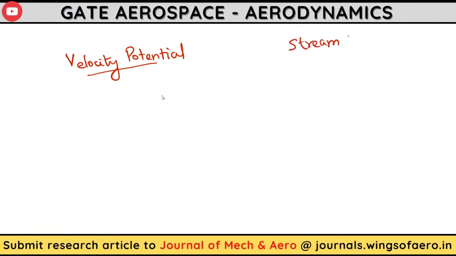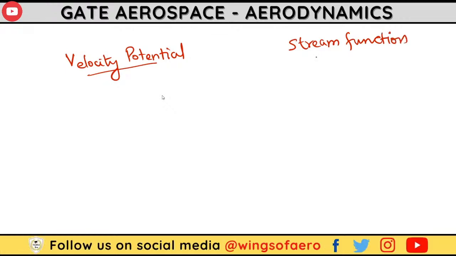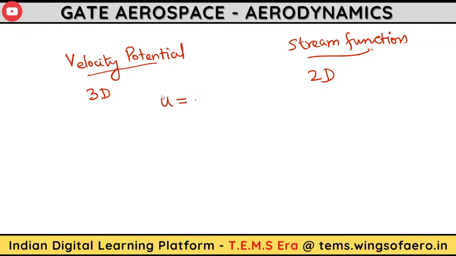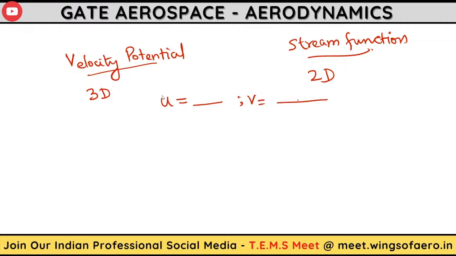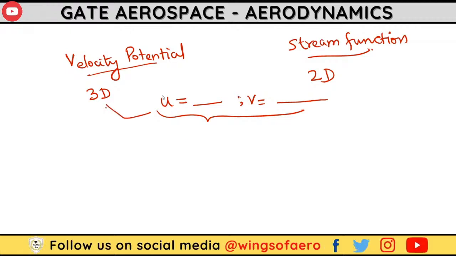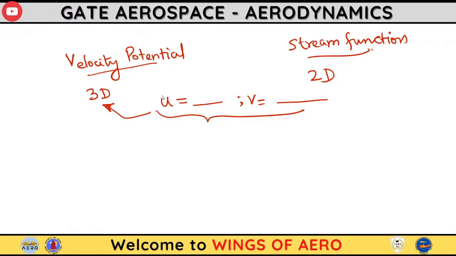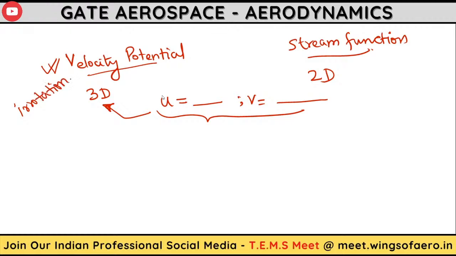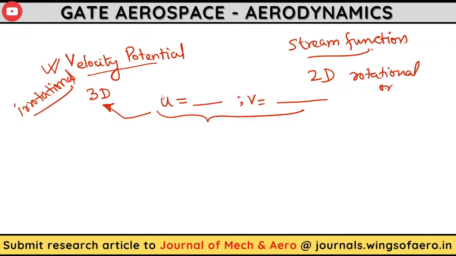Then stream function. Okay, velocity potential and stream function. Now velocity potential is 3-dimensional and stream function is 2-dimensional. Now there was a question where a u function and a v function have been given. They can also ask whether this particular flow, with u and v, will satisfy the velocity potential or not. To understand that, first you need to understand that velocity potential is such a kind of flow which has to be irrotational. But stream function can be rotational or irrotational.